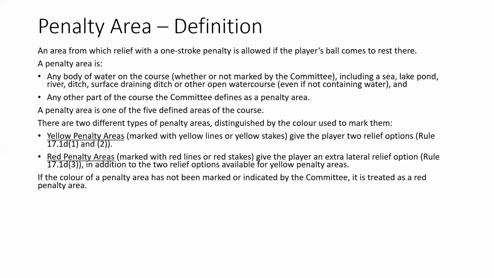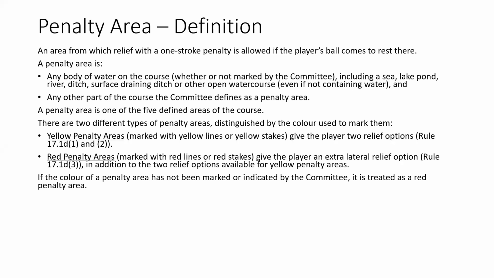So a lot of times we go to courses, probably not for our events, well, definitely not for our events, but for other events or just when you're out playing, the course might not have it staked. They may not have lines. But if an area is a penalty area, in that case, they're always going to be treated as red. If there's no color, it's deemed to be red.